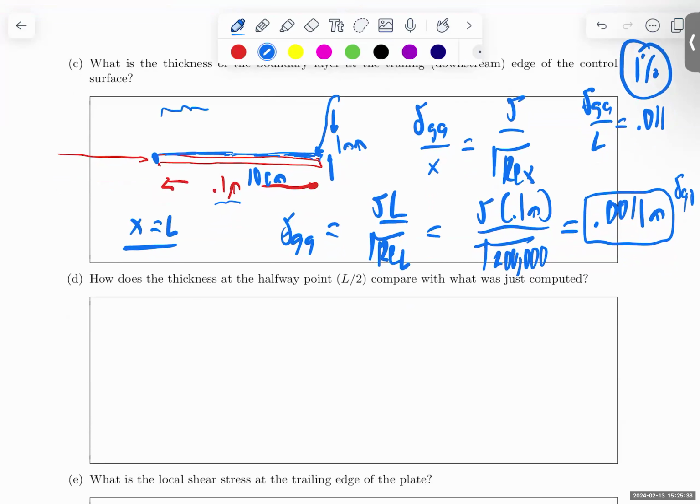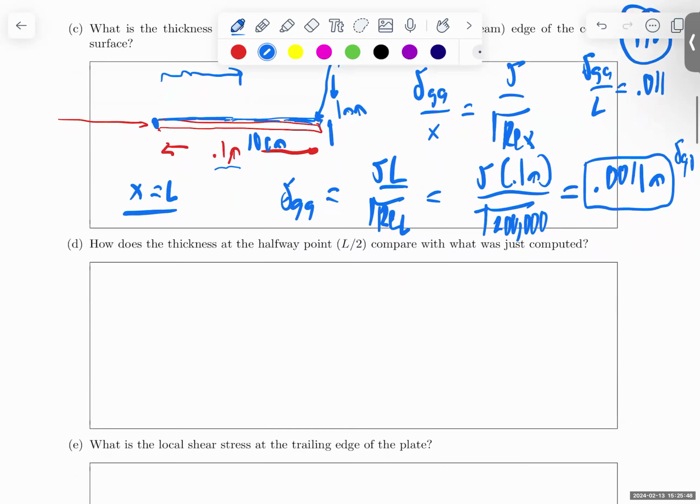So out here, the flow is really inviscid. It doesn't know about the boundary layer. It doesn't know about the plate. There's no viscous effects. Doesn't matter. Within that boundary layer is where all the viscous effects are.